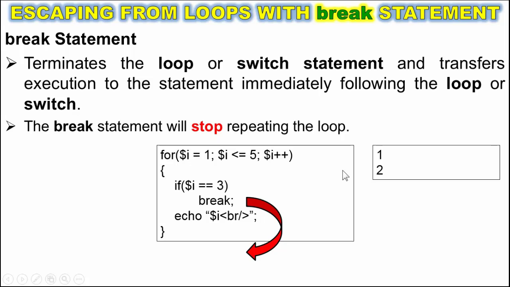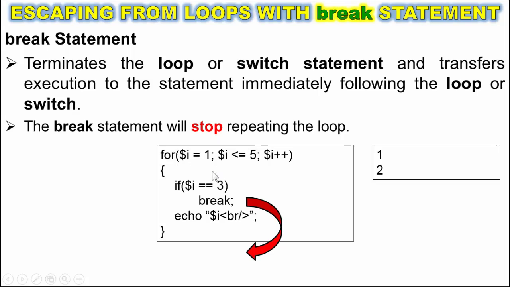For example, this for loop repeats 3 times from 1, 2, and then 3. There is a conditional expression if statement inside the block statement of the for loop. And when the condition $i is equal to 3 is true, it will run the break command, and what will happen is that it will jump from this line and then move after the for loop block statement, and it will end or stop repeating the for loop.